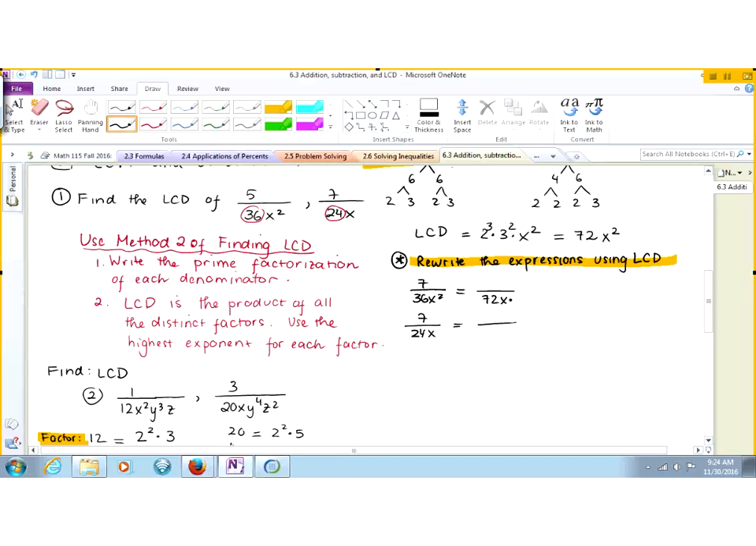So what is the LCD again? 72x squared. All right. It's from the previous problem. Oh, no wonder. Yes, I know. I didn't have my coffee, right? You're right. It is 5. Maybe I got 7 from the top. I don't know either. Sorry, guys.